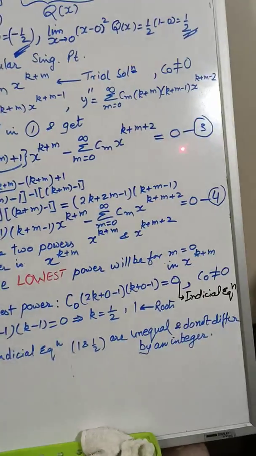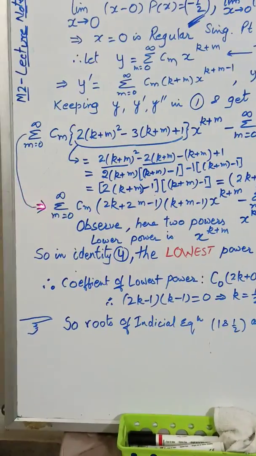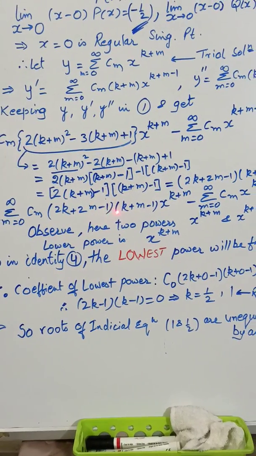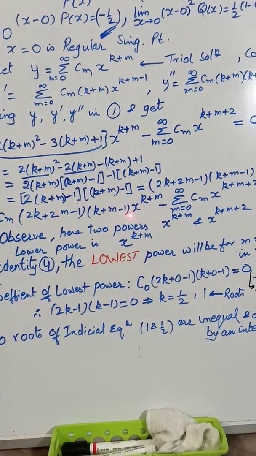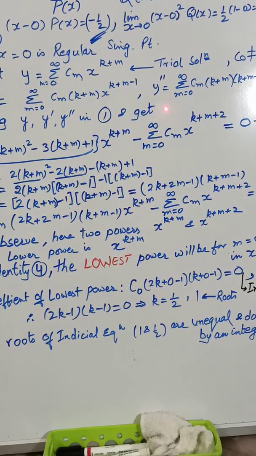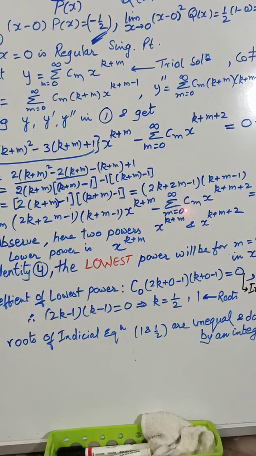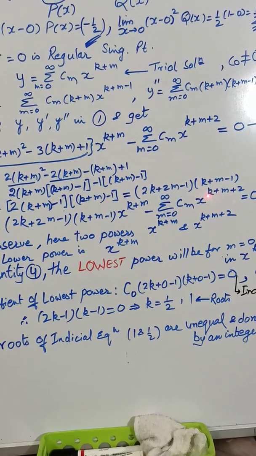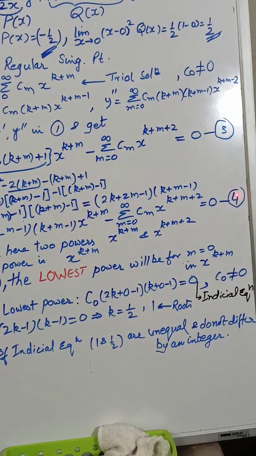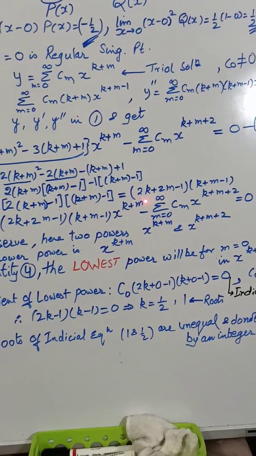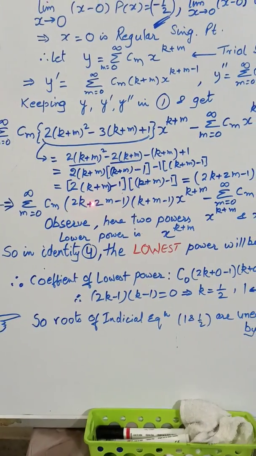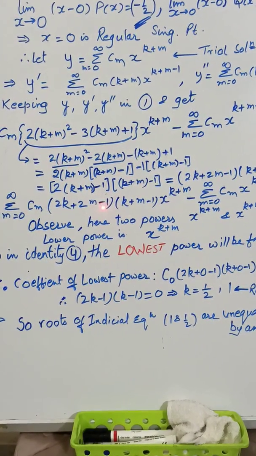So this equation number 3 now becomes sigma c_m (2k + 2m - 1)(k + m - 1) x^(k+m) minus the second term, sigma c_m x^(k+m+2), which is equal to 0. It is 4, and 4 is an identity. Now from this 4, I have to find the indicial equation.